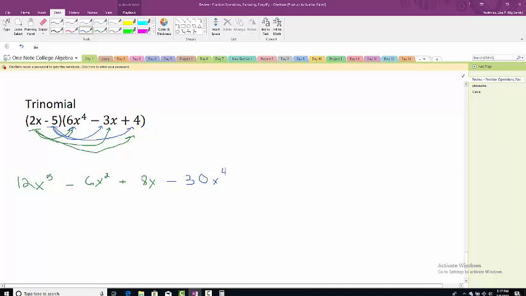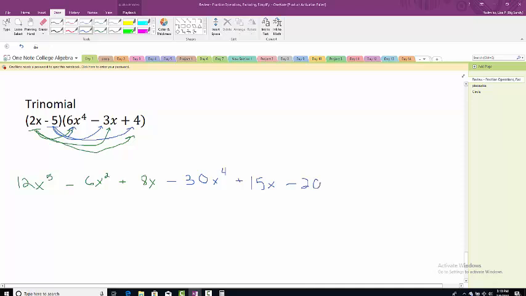Then a minus 5 times a minus 3x, a minus times a minus is a positive, so be careful with that. That's one of the biggest mistakes people make with their signs. Minus and a minus is a positive. It's a positive 15x. And then a minus 5 times a positive 4 is a minus 20, or a negative 20.